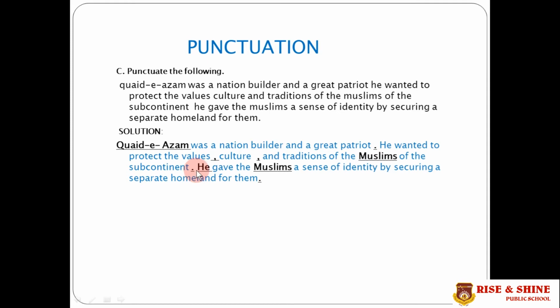He gave the Muslims a sense of identity by securing a separate homeland for them. He is again at the beginning of a new sentence, so you have to capitalize it. He gave the Muslims. Muslim is a proper noun, so we keep the M of Muslims capital. A sense of identity by securing a separate homeland for them. Here the sentence ends, so you have to put the full stop here.